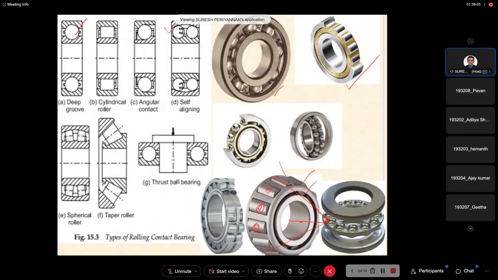Another thing is that this roller bearing cannot tolerate misalignment. We also cannot use it for misalignment. We are going to have a separate type of bearings for that. I will show you some video later. Now the last one is the thrust ball bearing.